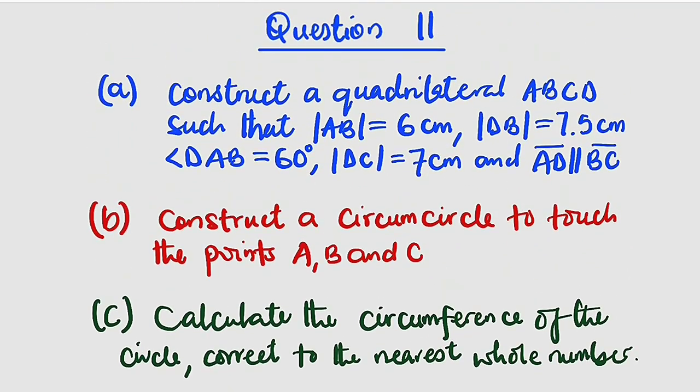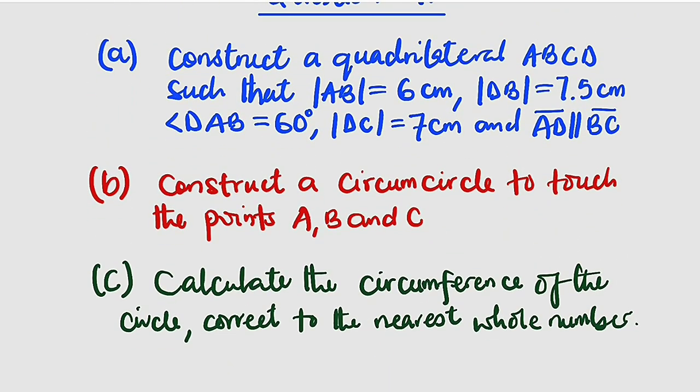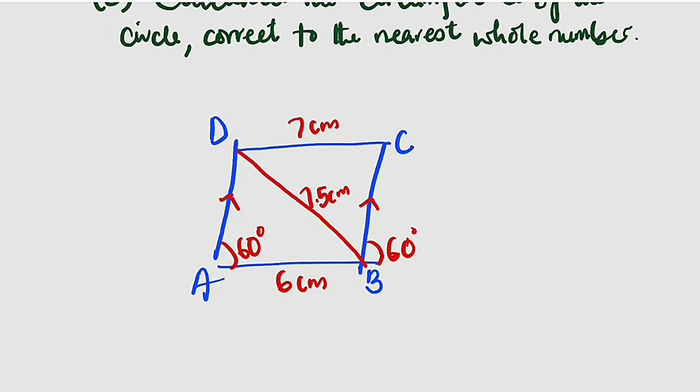Then the B part, we're asked to construct a circle such that the circle touches what? A, B, and C. Where are A, B, and C? You can see them here, these three vertices. To do that, you can simply bisect this line perpendicularly, that is line AB, and do the same thing for BC. You bisect this line, you divide it into two equal parts. Then you notice the point of intersection between the two lines. This is L1 and this is L2.